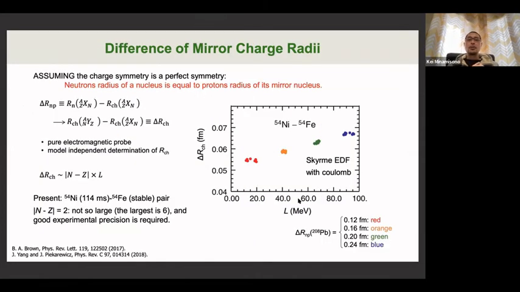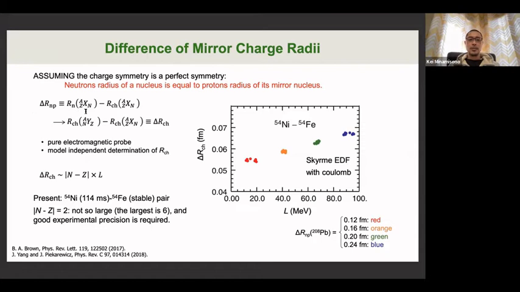Okay. So the point is, all the measurements of L are model dependent, and it's very important to have a variety of different physics observables to cross-check the model dependencies from different aspects. So in my talk, I'm proposing to use the charge radius.